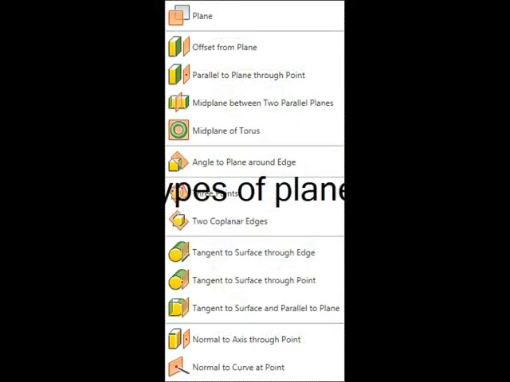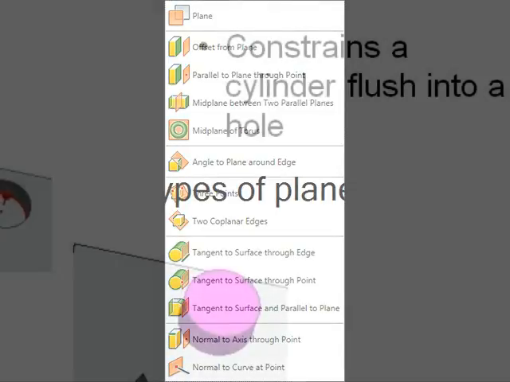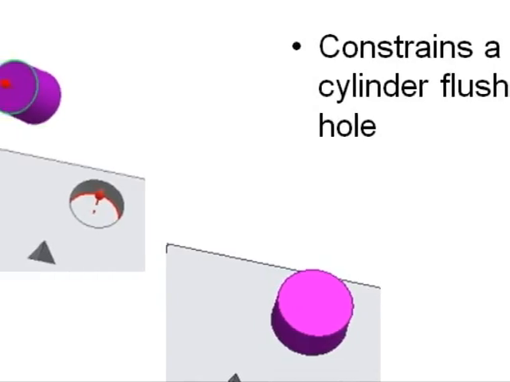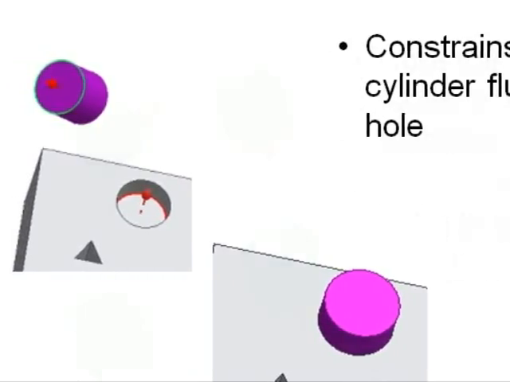This picture simply shows the various types of planes that inventor allows you to create and use. This picture is of the insert constraint. The insert constraint constrains the cylinder flushly into a hole.